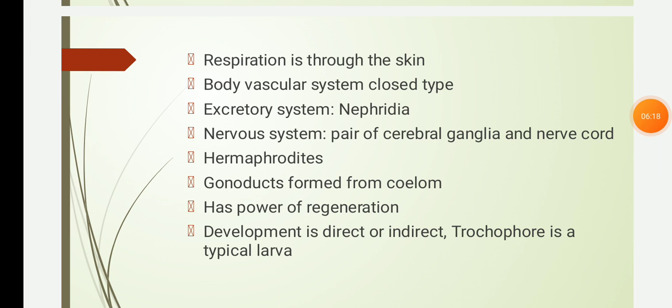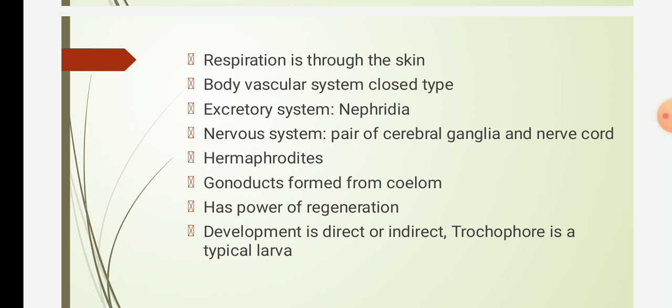A closed type of blood circulatory system involves vessels that contain the blood throughout the body. There is another type of circulatory system, the open circulatory system, where there are no vessels, but the blood flows freely through the cavities. So this is the difference between the closed and open types of circulatory system.